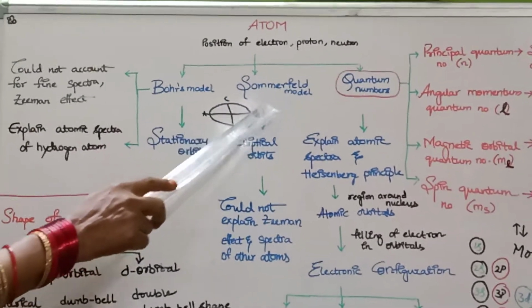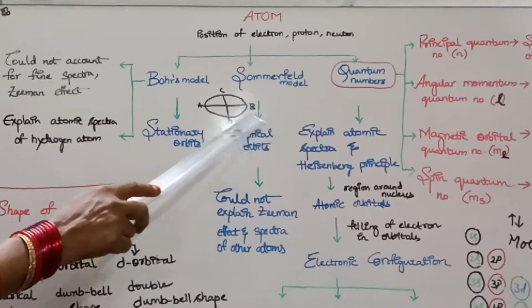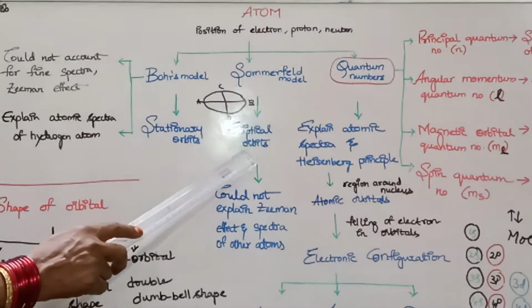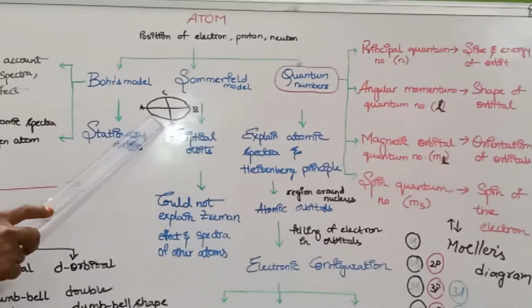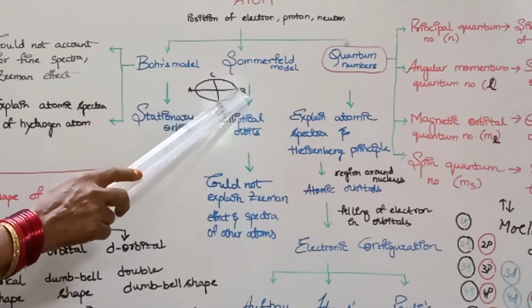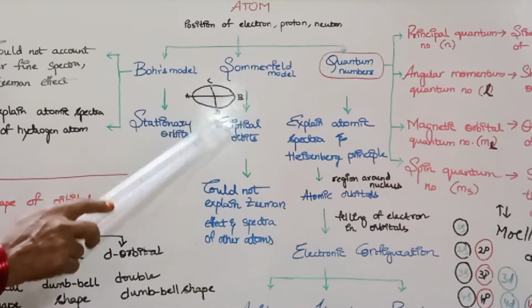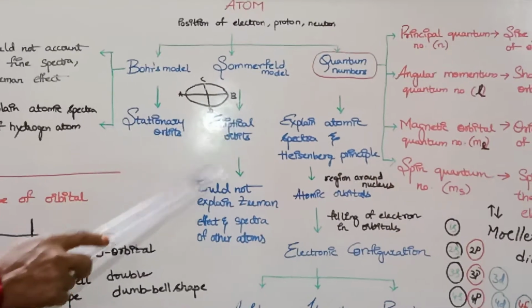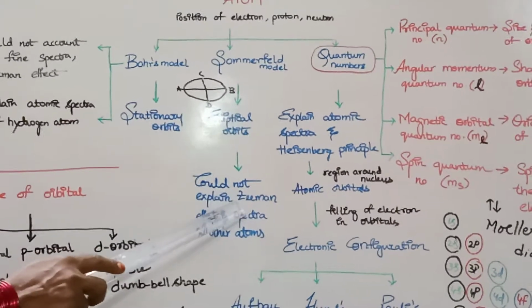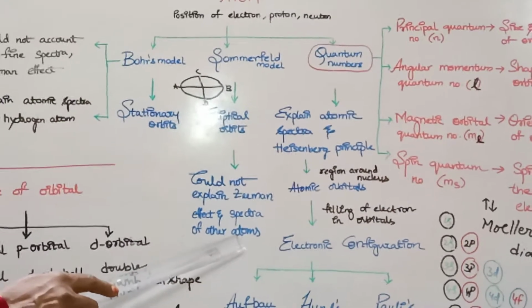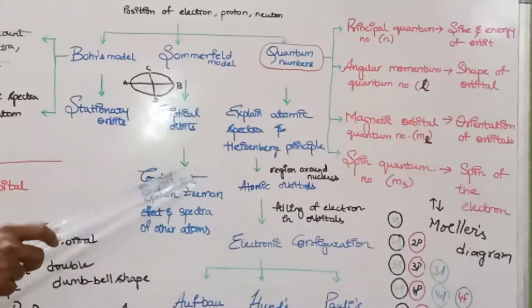Sommerfeld model: he explained that the electrons revolve around the nucleus in elliptical orbits. This is an ellipse, which has two foci. This is what is called the major axis, and this is the minor axis. And here Sommerfeld also could not explain the Zeeman effect and the spectra of other atoms which have more than one electron.